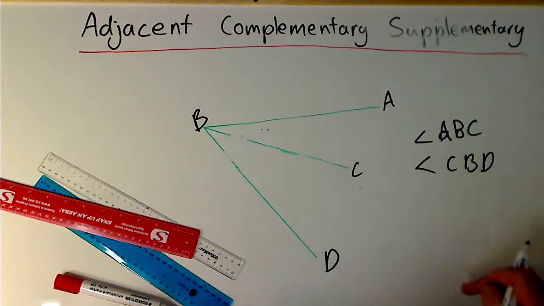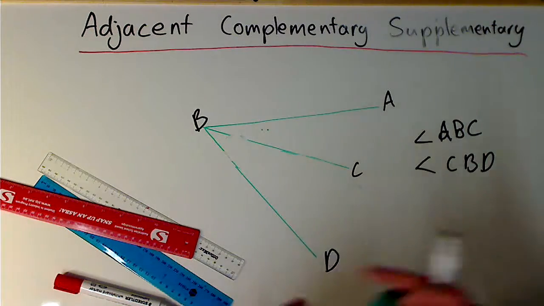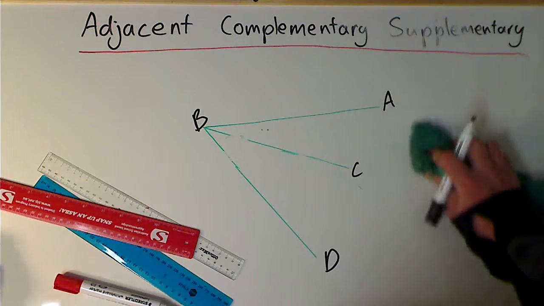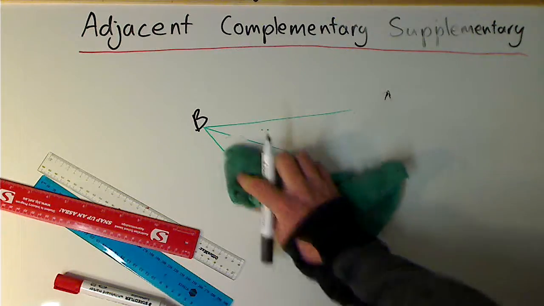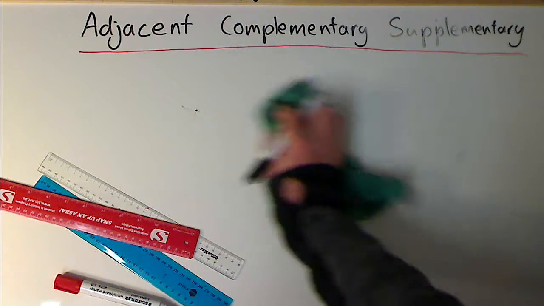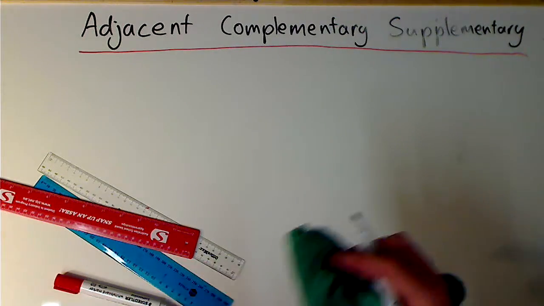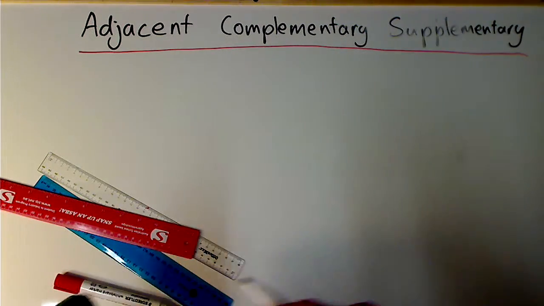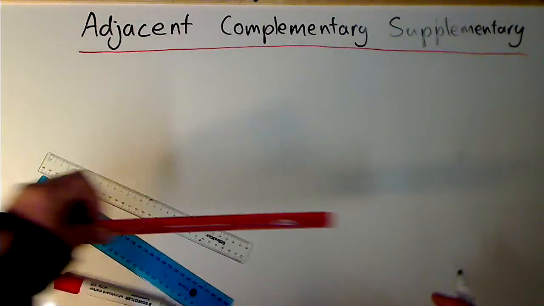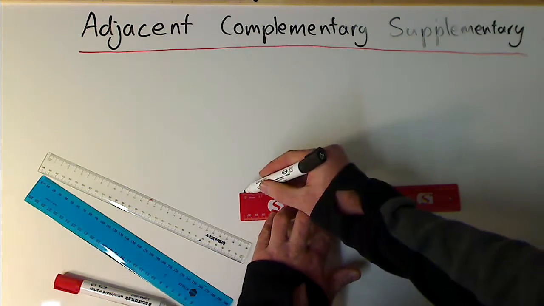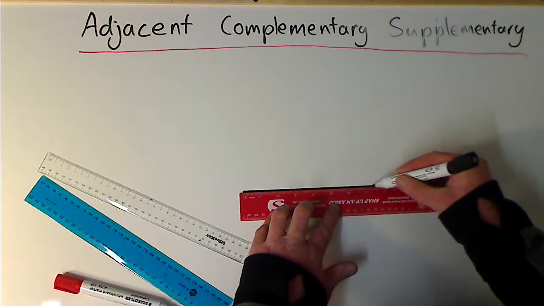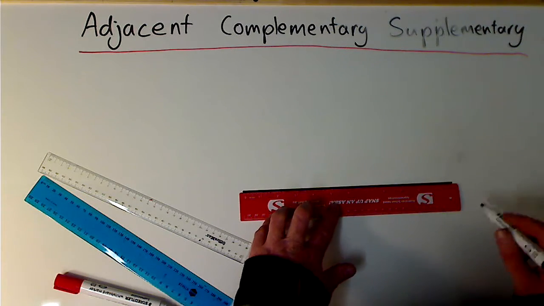Now we're going to look at complementary and supplementary angles. Complementary and supplementary are two specific types of adjacent angles. The angles we're looking at today are all adjacent, and we're just going to have a look at a specific type. They're all adjacent because they share a line.